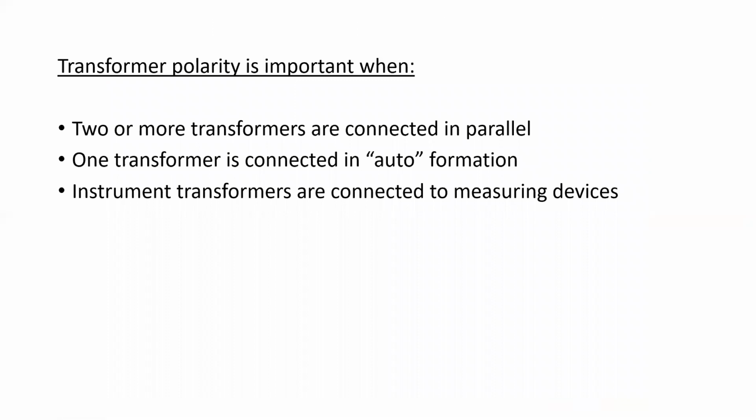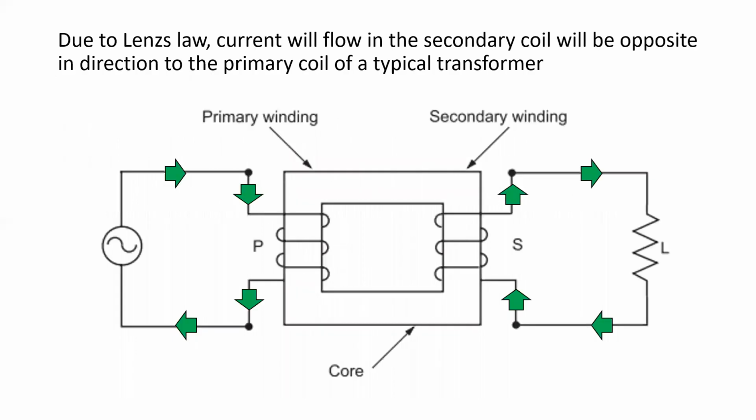Transformer polarity is important when we take two or more transformers or windings and connect them in parallel. It's also important when one transformer is connected into an auto formation. And it's also important when instrument transformers are connected to their measuring devices. So what is transformer polarity?